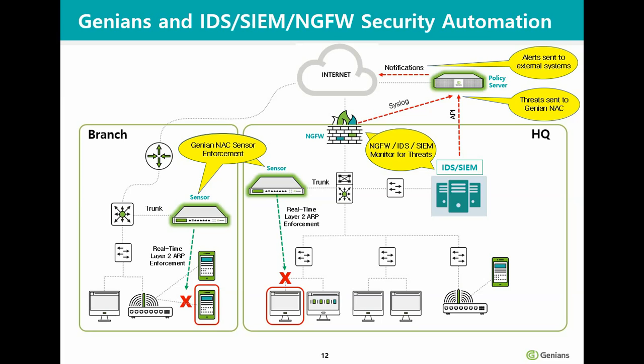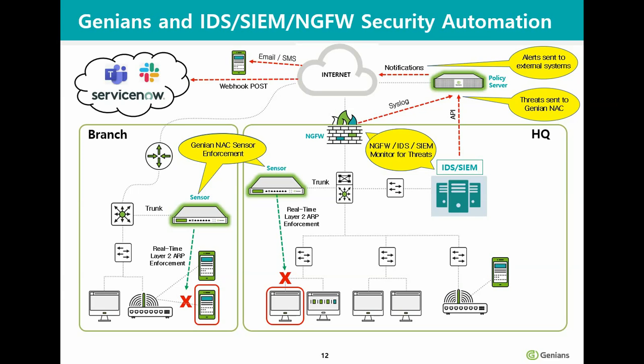Notifications can also be sent in real time from the Genian NAC policy server to external systems. Examples include email or SMS alerts to administrators, or notifications can be posted to external collaboration systems such as Teams and Slack, or even to ticketing systems or other systems such as ServiceNow. This makes the Genian NAC security automation integration with external systems an integral part of the overall security ecosystem.